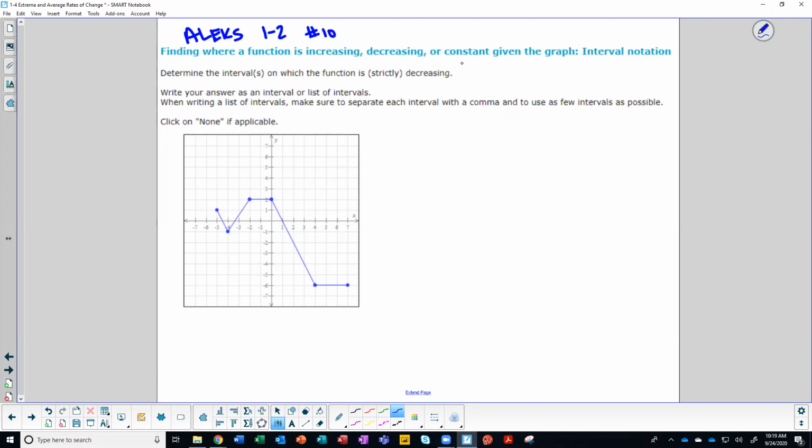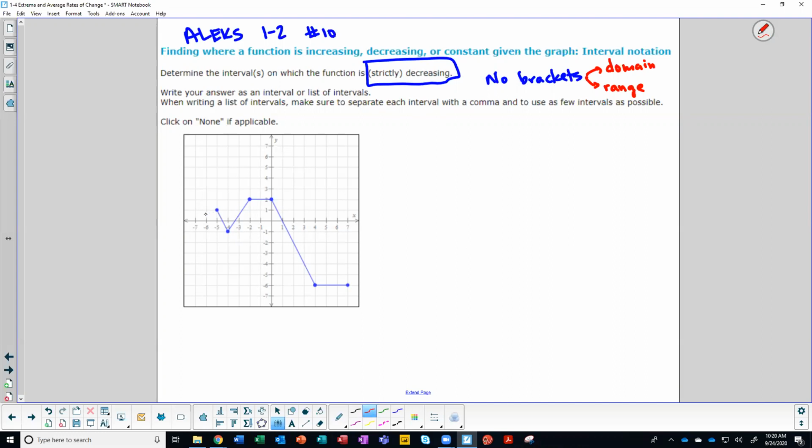So this is tricky here because the instructions up here say we're doing for increasing, decreasing, or constant. But then right here it says determine the intervals on which it's strictly decreasing. And what's different on intervals when you're away from domain and range is you never use brackets. So we're not going to have brackets here. No brackets. Why? Because brackets are reserved only for domain and range. And I shouldn't say only, I just can't think of anywhere else we use brackets if it's not domain and range. So for now, I'm going to leave it at that. There might be other ones, but right now, just no brackets on this.